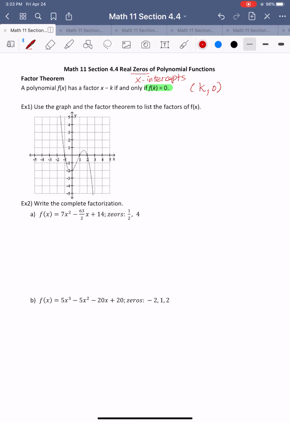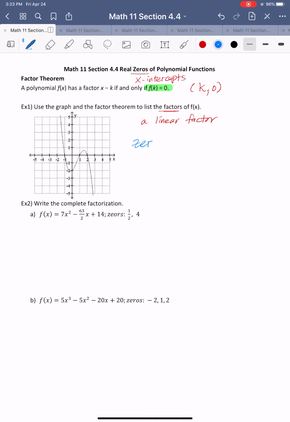All right, so use the graph and the factor theorem to list the factors of f of x. When they say factors, you put that as a linear factor. The form is x minus k. So first of all, we have to find the zeros.